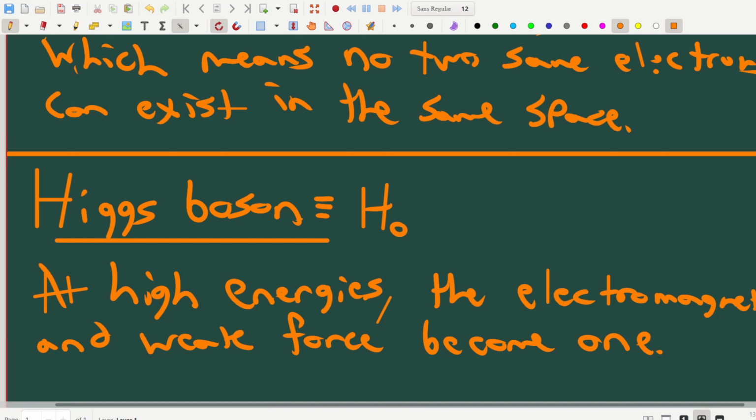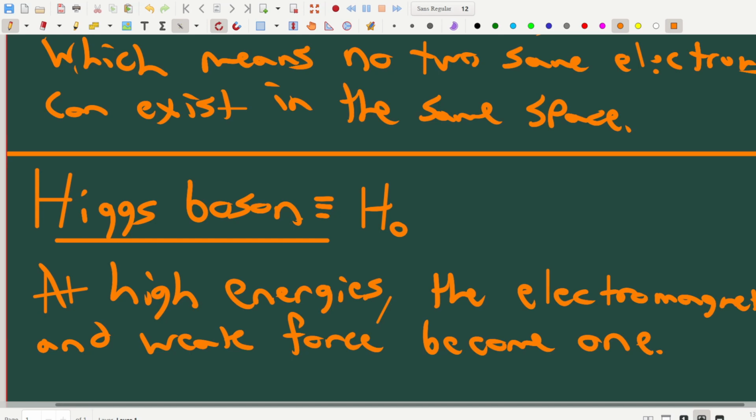Once you get up to high enough energy, particles that interact with the weak force but don't interact with the electromagnetic force, and vice versa, start all interacting with each other. The electromagnetic force, carried by the photon, and the weak force all become components of the same force. It's called electroweak unification.